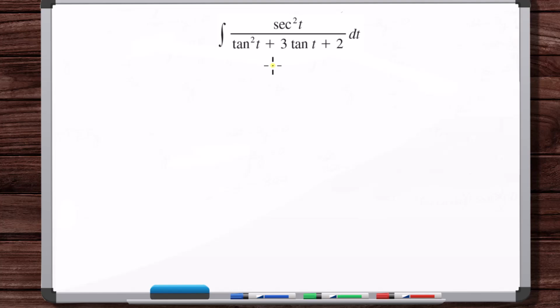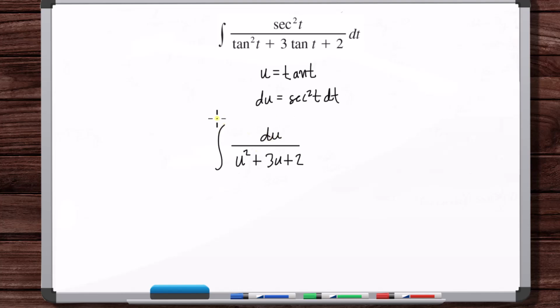Okay, so to me, we're obviously going to just do u is equal to tangent t. Therefore, du is equal to secant squared t dt. This is just an obvious u substitution, regardless of what it turns into. And then you've got u squared plus 3u plus 2.